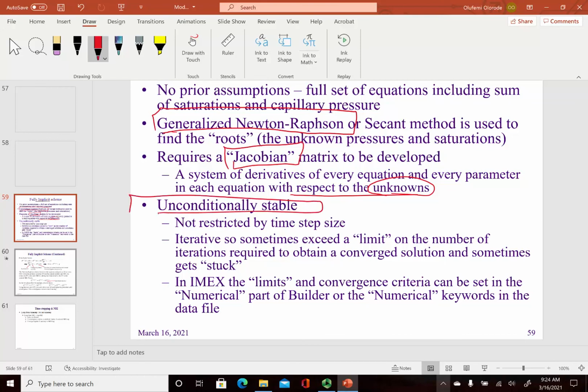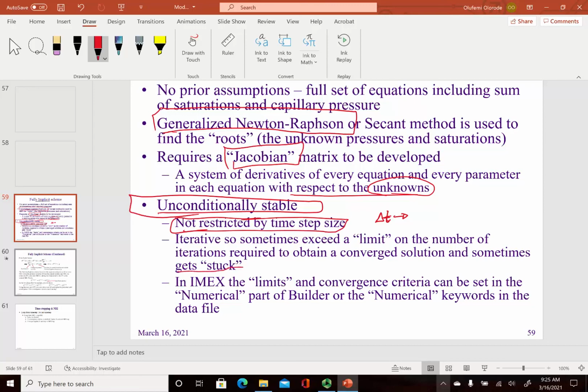This is the main reason why we use it. It's unconditionally stable. And that means you can use any time step size. And that's good typically when you're running long simulations, right? You don't want to be restricted to use very small time steps, because when you use very small time steps, then you will need to run the simulation for several time steps to get to the end of the simulation.